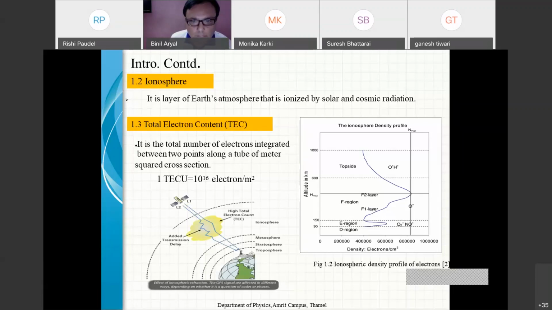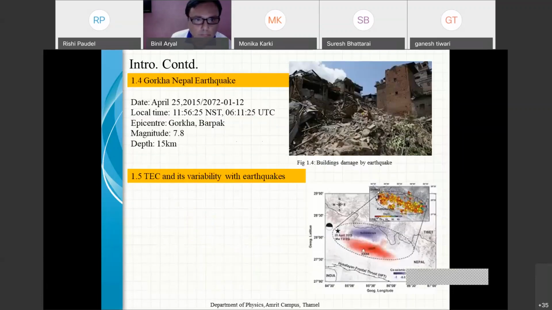Our main work is based on the Gorkha, Nepal earthquake. Nepal is a very active region in the world. In April 2015, we faced a very large earthquake. More than 10,000 people died and many more were injured. Earthquakes are a natural phenomenon which is least understood and more destructive.